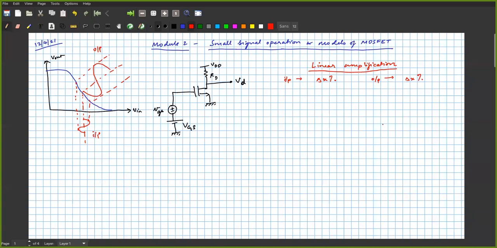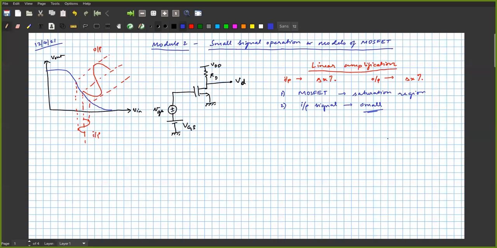So for linear operation to occur, there are two criteria. One is the MOSFET should be in saturation. This is fairly obvious. Second one is the input signal which you give. The input signal which you give should be small. That is why we call it a small signal operation. The amplitude of the input signal which you give should be small.